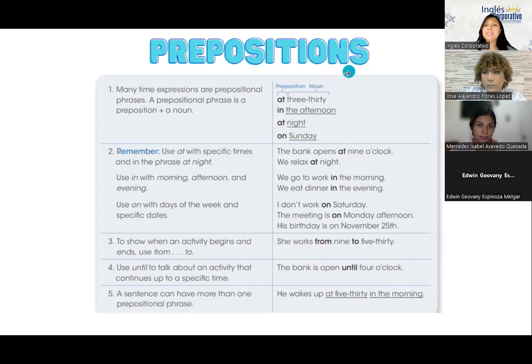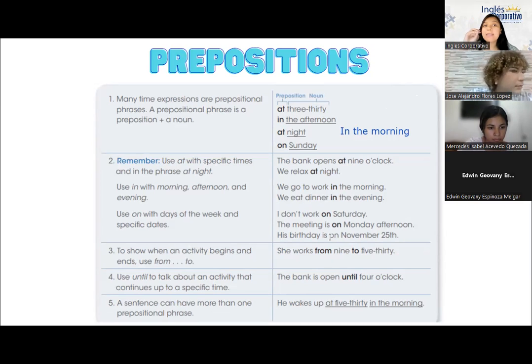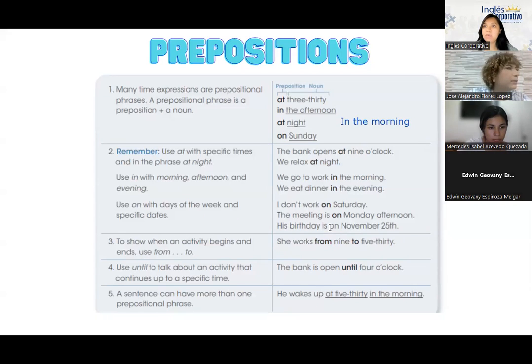En este caso, si queremos decir en la mañana, vamos a decir in the morning. Nunca on the morning, nunca at the morning, nunca the morning. ¿Ok? Ahora, la única que cambia, si se fija, es para decir en la noche. En la noche se va a decir at night. Ahora tenemos more examples.